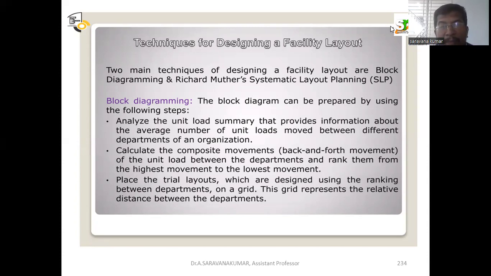The block diagram can be prepared by using the following steps. Analyze the unit load summary that provides information about the average number of unit loads moved between different departments of an organization. Calculate the composite movements, the back and forth movement of the unit load between the departments, and rank them from the highest movement to the lowest movement. Place the trial layouts, which are designed using the ranking between departments, on a grid. The grid represents the relative distance between the departments.